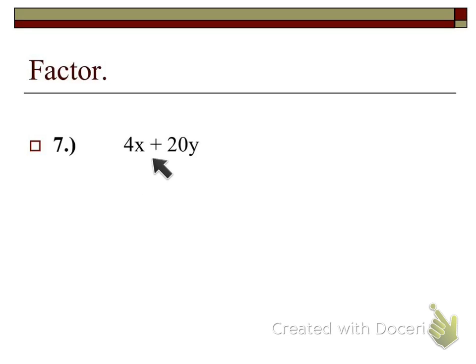4. We can divide both of these by a 4. They don't have any letters in common. So here's what I would expect to see. I'd expect you to show me that you're going to divide both of those by 4, and then I would expect to see your GCF outside the parentheses and what's left over after you divide inside.